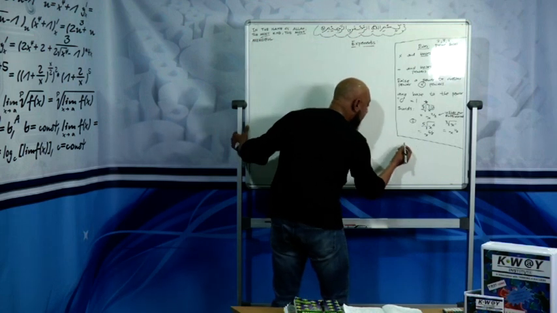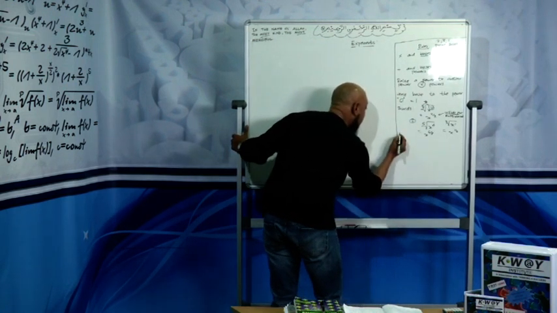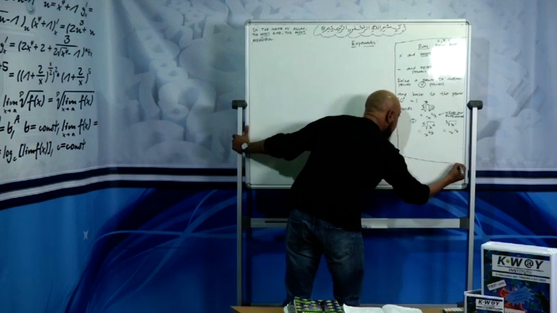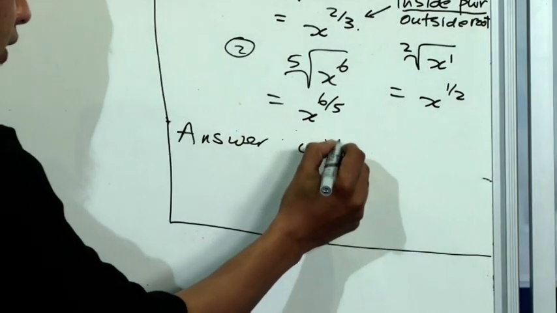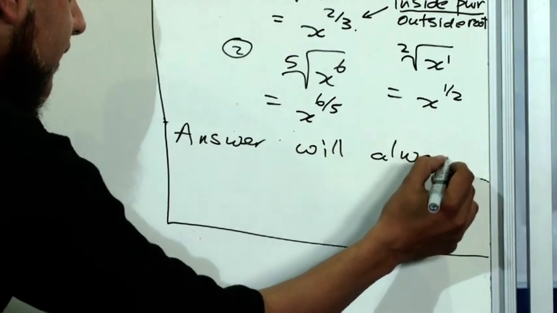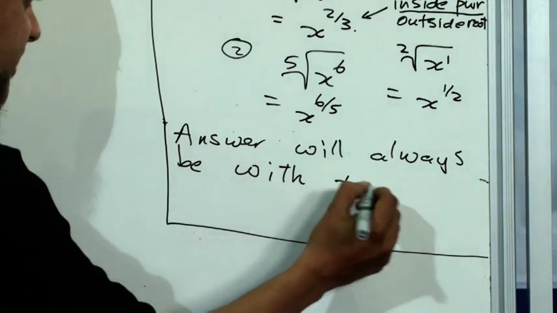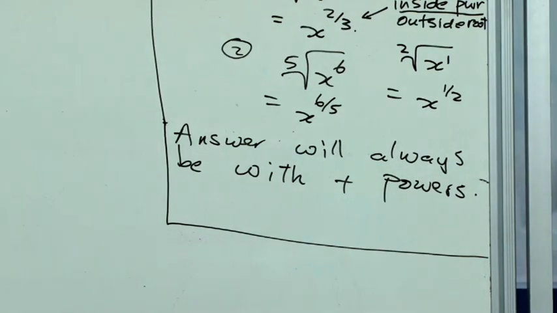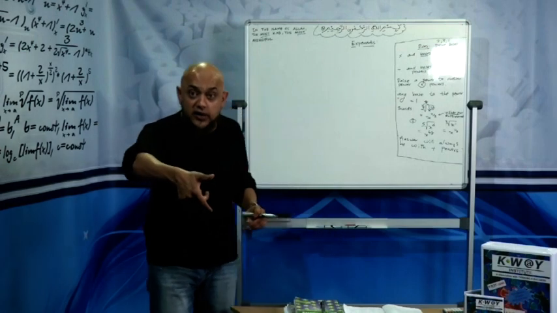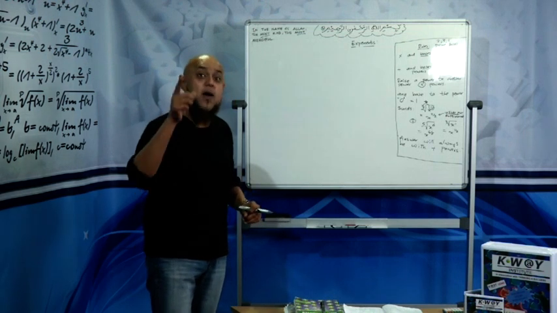So let's just make this rule box a little bigger. Your answer will always be with positive powers. You've got to leave your answer with a positive power. So even if you get a negative power at the end, you'll have to convert it and make sure that your answer has got a positive power.